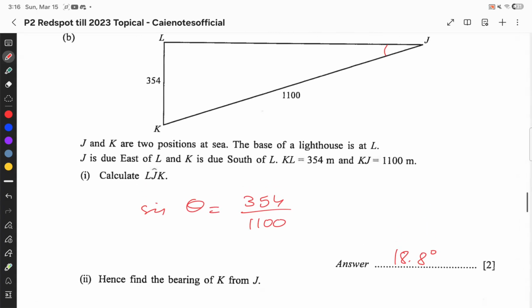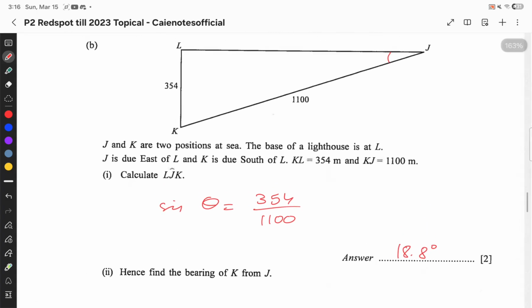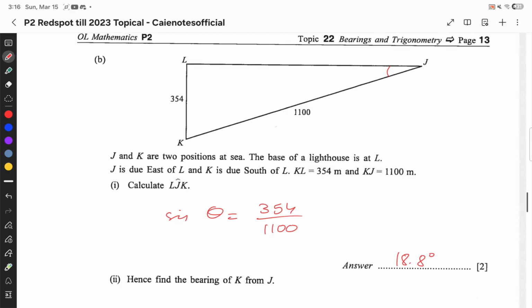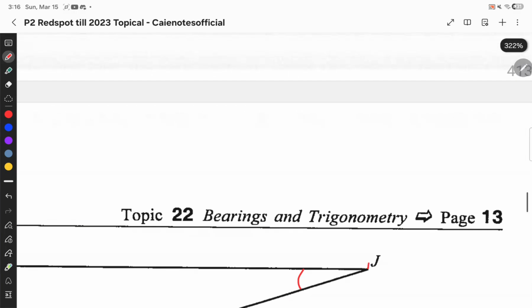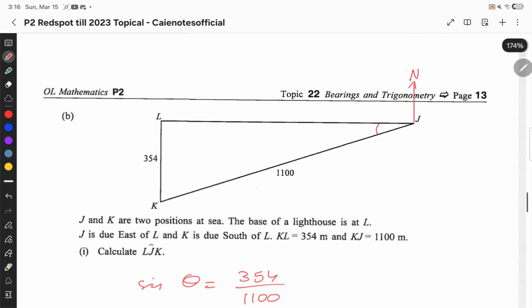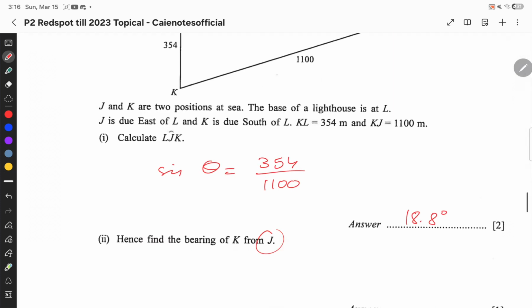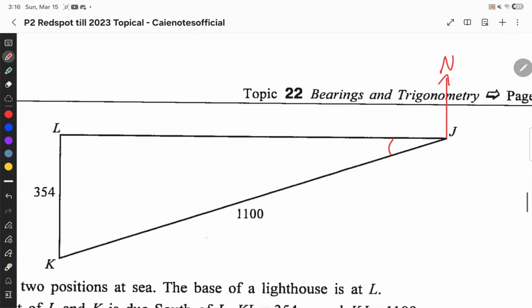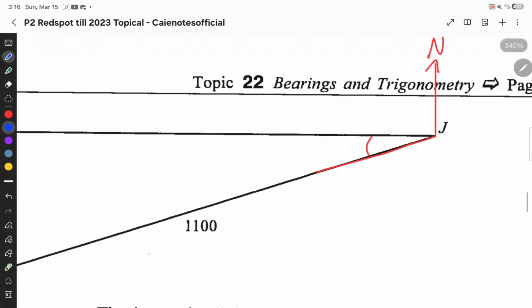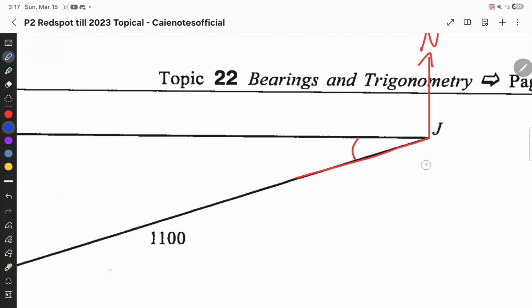Hence find the bearing of K from J. Now here's the real good stuff. Bearing of K from J. So first we go to J, and we make the north arrow, perpendicularly up. Then you find KJ, you make this line for yourself, so it's about here, and you got to find this reflex angle.